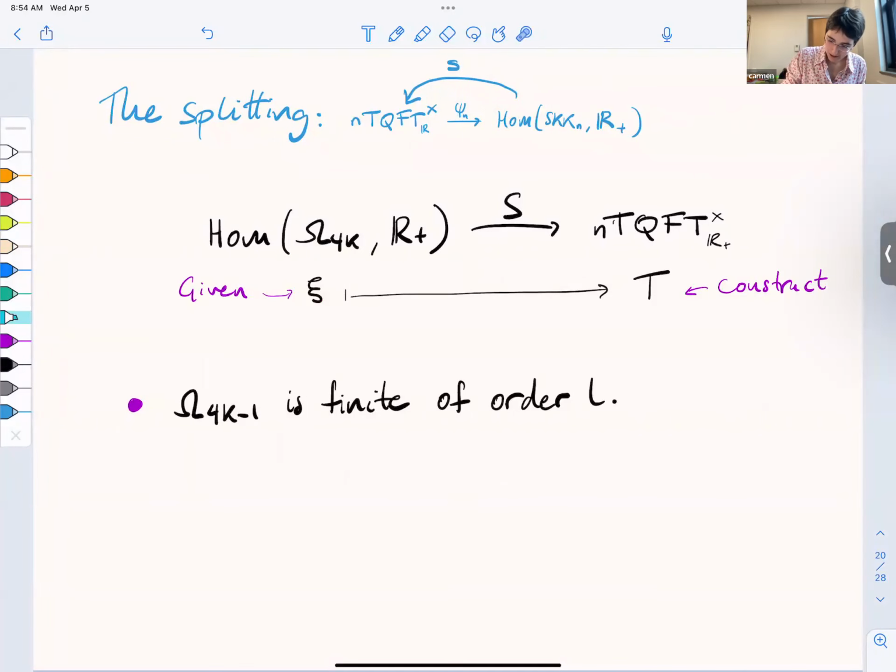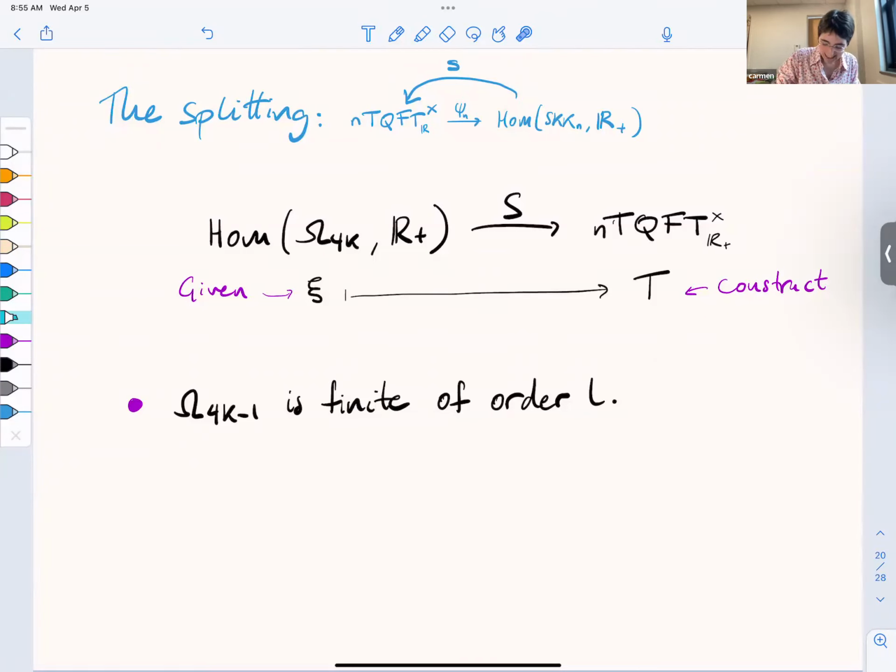Okay, so here's the question again. How does that splitting work? Well, first of all, let's take some cobordism invariant here. Now we're specifically talking about 4k dimensions. So given this, what I want is to construct a TQFT, because I'm in this homomorphism here. I want to go back and construct a TQFT out of that. Okay, so given that, I want to construct the TQFT. Let's see what we can do with that.